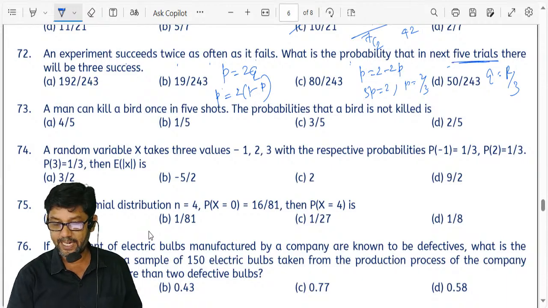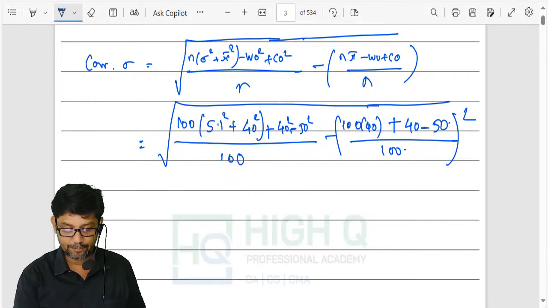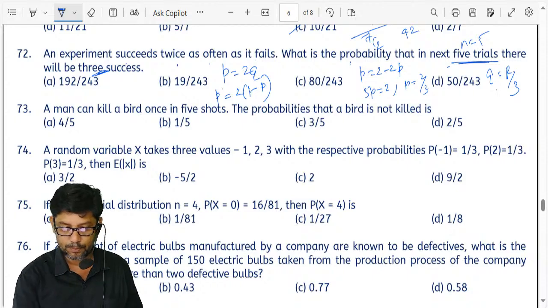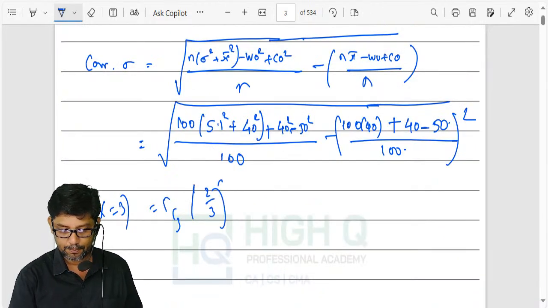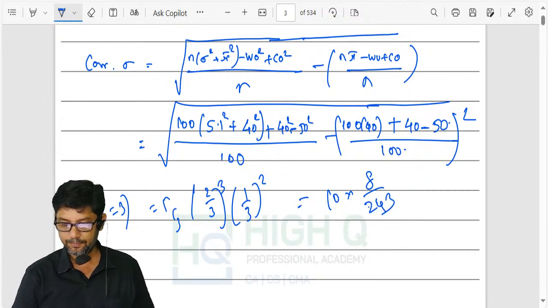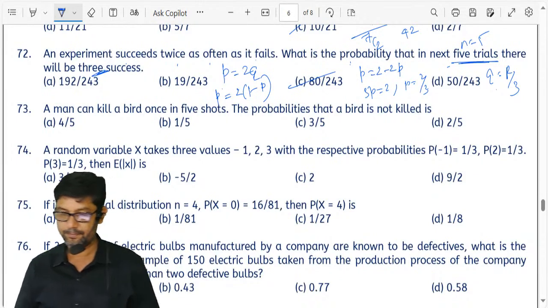Now 5 trials, n equal to 5. There will be 3 successes. Therefore, what is it? P of x is equal to 3, 5C3, P power x. P is what? 2/3. 2/3 whole power 3, 1/3 whole power 2. 5C3 is 10. 8/27 into 1/9. 27 9s are 243. 80 divided by 243. Option C.